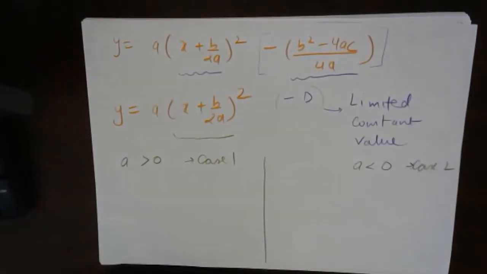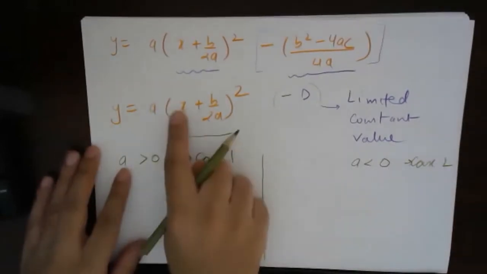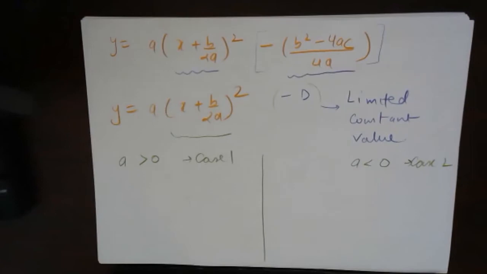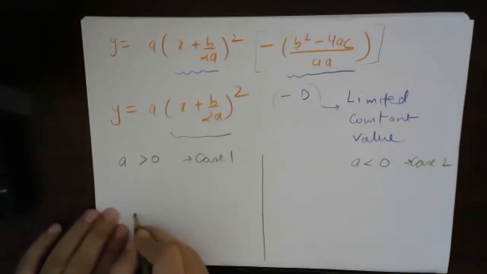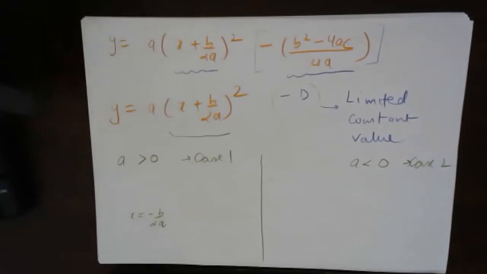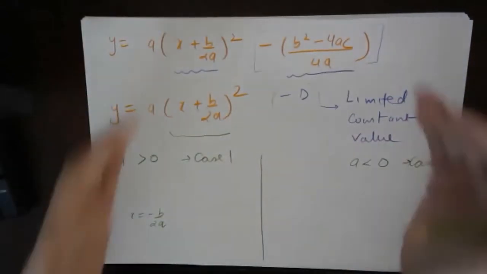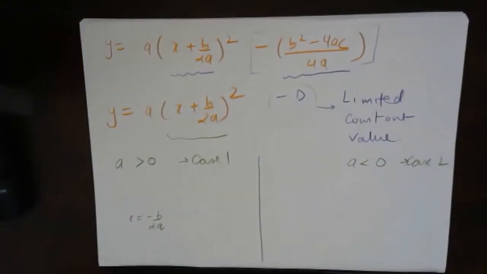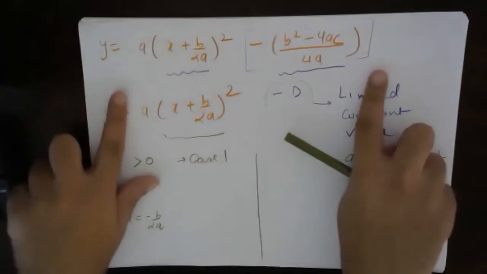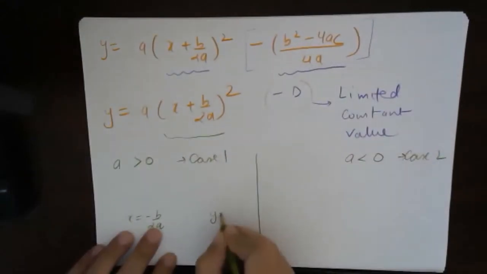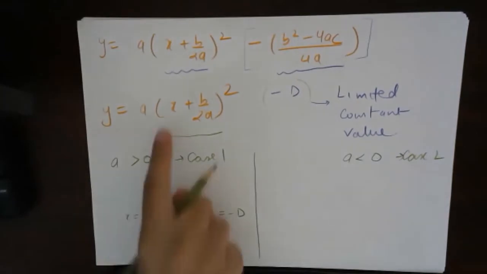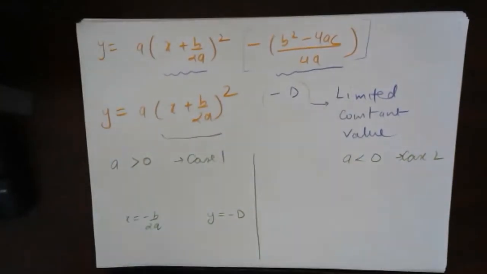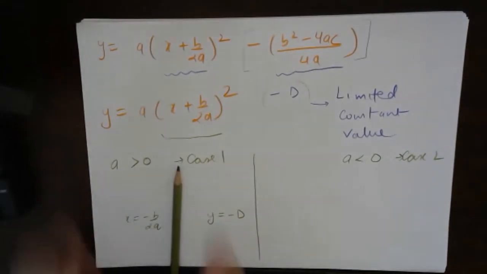Now suppose x is equal to minus b by 2a, right? So what will this total thing become? Tell me fast. If x is equal to minus b by 2a, this will become 0. So the total thing will become minus d. So total y will become minus d. Very good.